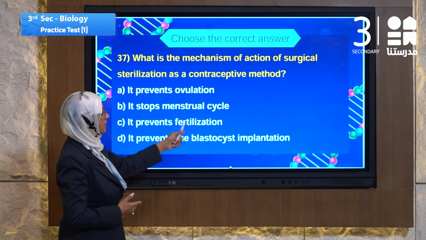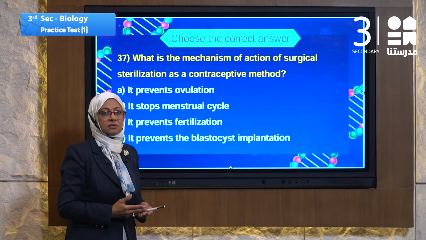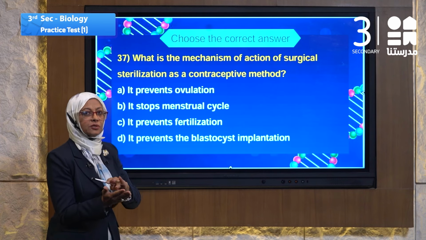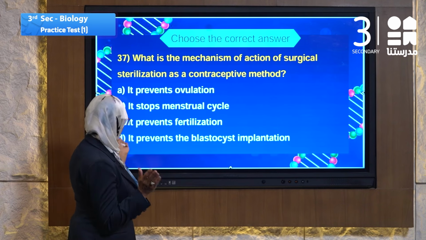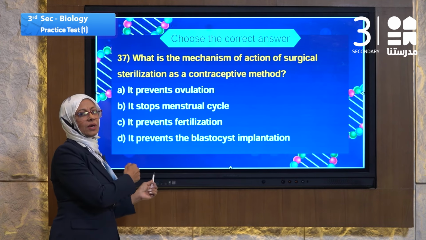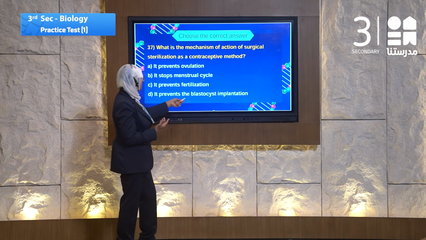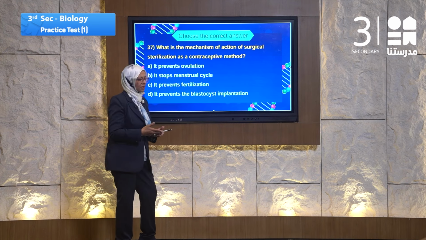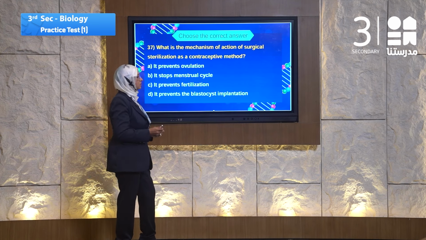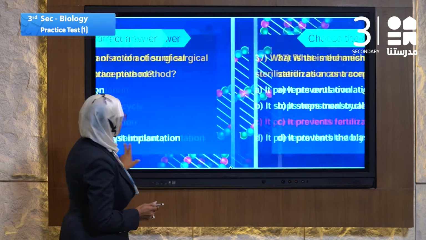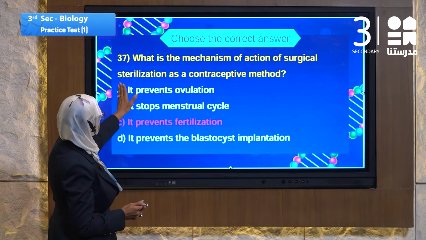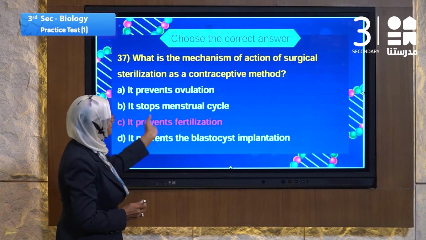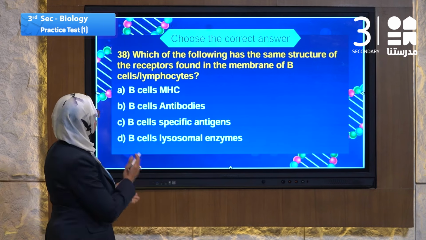Number C, it prevents fertilization. Yes, the fertilization is done at the first third part of the fallopian tube. Yes, that will prevent the fertilization. Let's read the D. It must be read carefully. It prevents the blastocyst implantation. The blastocyst implantation is done inside the uterus; it will not be affected by it. So the answer must be C. It prevents fertilization. That's the answer of this question, the mechanism of action of surgical sterilization in this method.